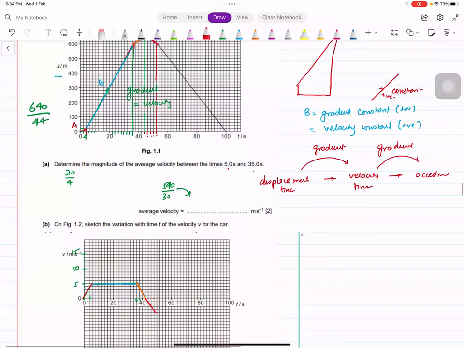Till 100, the pink, till 40, is it first that decides that? It's constant, like constant gradient. Everybody agrees to this? What does that mean? Velocity?